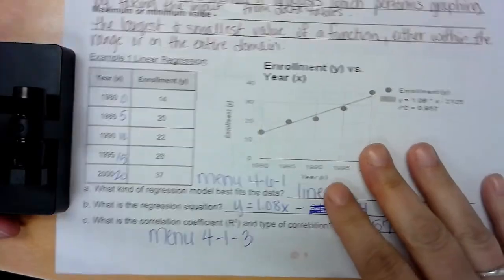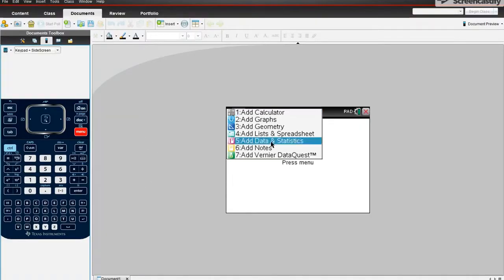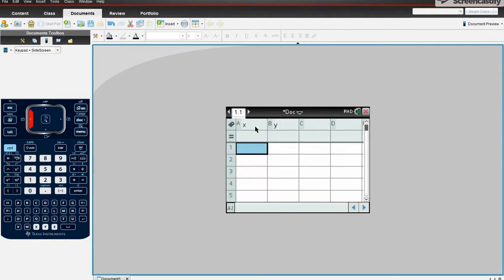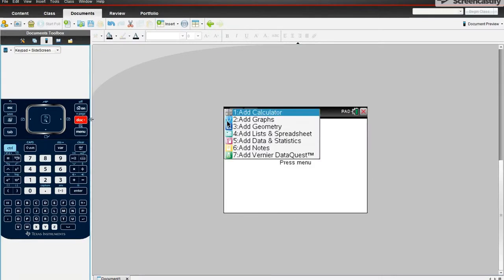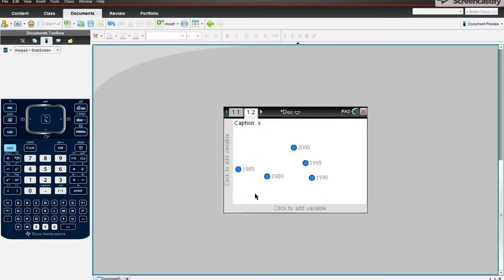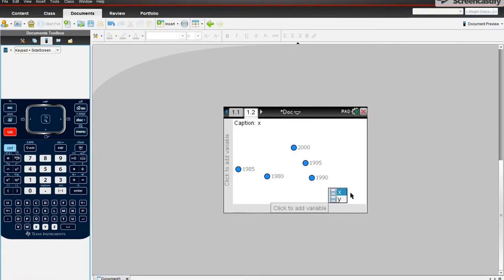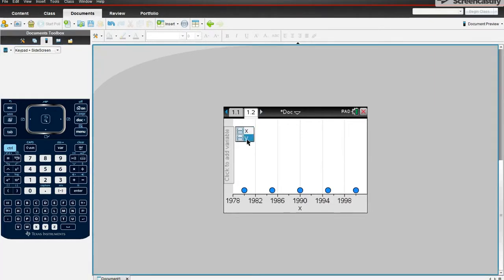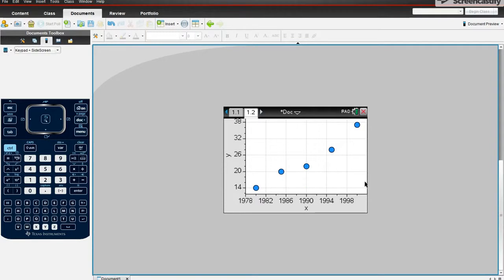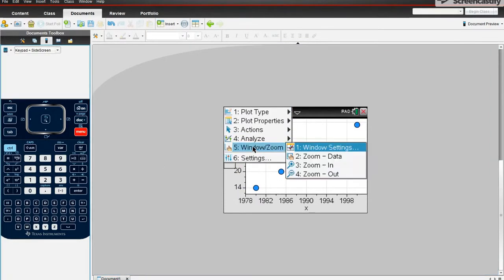Okay, so we're going to do some examples using our calculator. So you're going to enter all your data into the calculator. Push Control Doc, and then push Tab, pick X, push Tab, pick Y, and then put menu 461, and that will give you your equation.